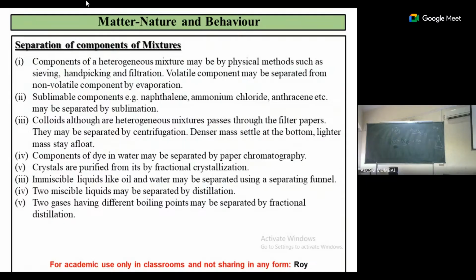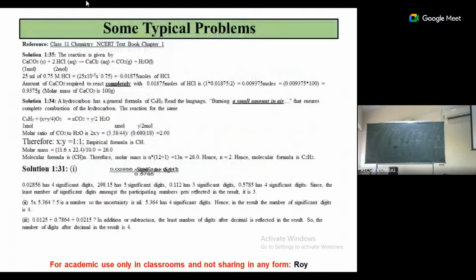Still 50 minutes are there. I have some problems. Even with electricity we can also separate, right? Through electricity, how? Better next page. So I think I end it here.